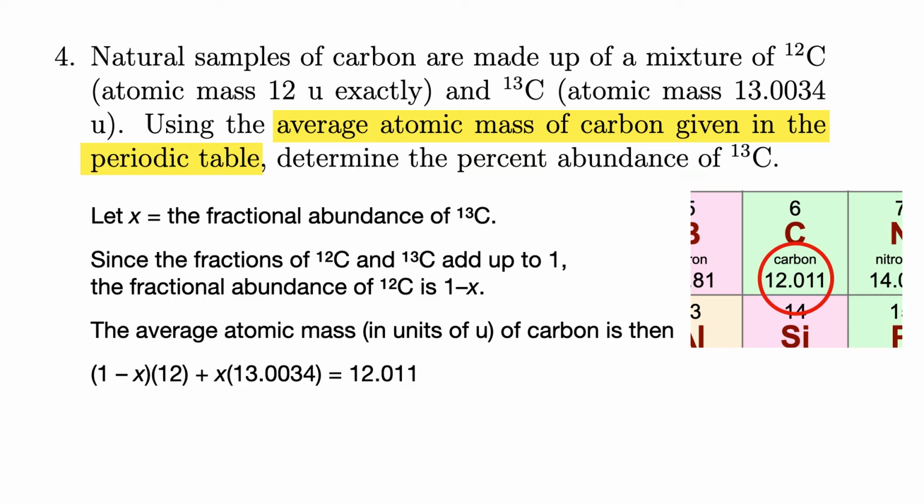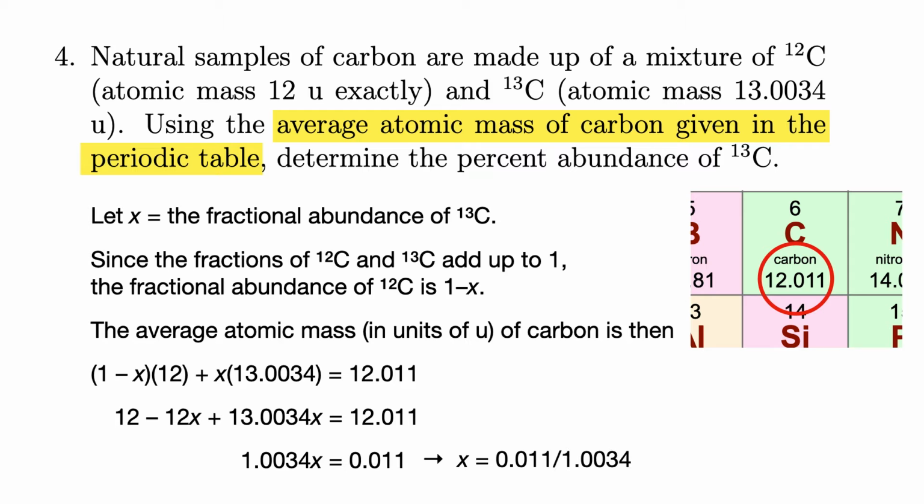So multiplying out the left-hand side, we get that 12 minus 12x plus 13.0034x is still 12.011. And then subtracting 12 from both sides and simplifying on the left, we get 1.0034x is equal to 0.011. And so solving for x then gives us x is 0.011 divided by 1.0034, or 0.0109627.